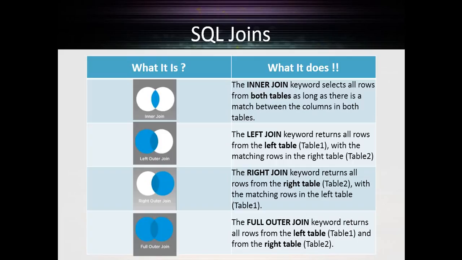Well, the left table simply represents the table which was written before the word left join, and the right table simply represents the table which was written after the word join. So let's take a look at the MS Access code for this.